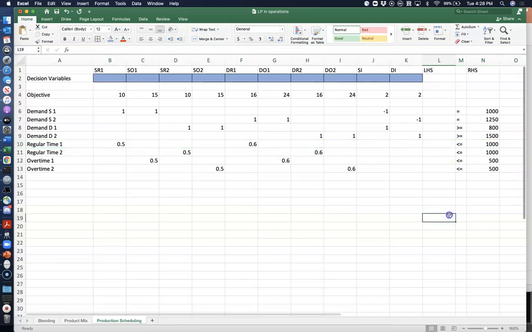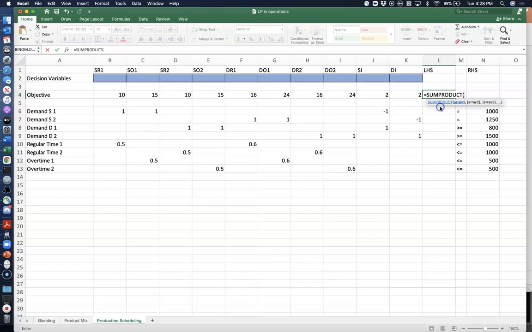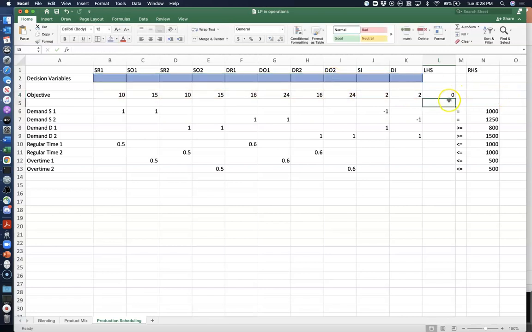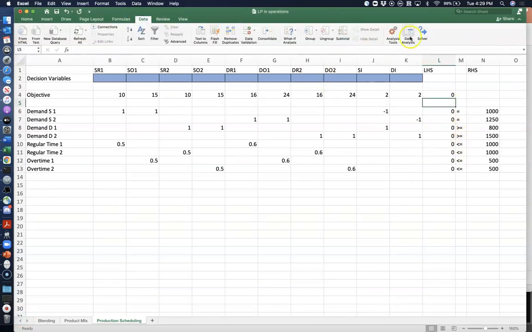All right. So once we have all the data in, let's write the sum product function. That's the sum product formula to actually tell Excel that this is what our left side of the constraints are doing. Objective coefficients don't have the dollar signs, the decision variables do. Right? So I have all the sum product formulas in. Let's put it into the solver and solve it.